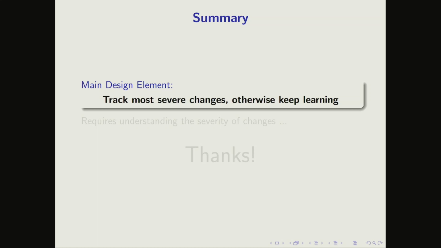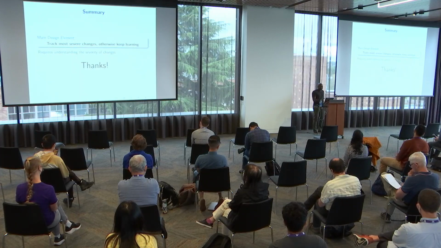All right. So, summary, main design element. One of the things I wanted to push here is that it's important to get a sense of the severity of changes so that we can design procedures that track only the most severe changes, stop and restart only at the most severe changes, and keep learning. In that sense, we may be able to adapt and get much better regret. And I hope this type of idea we can push eventually beyond contextual bandits. So that's our hope. All right, thank you.